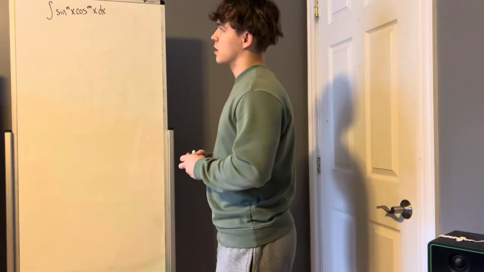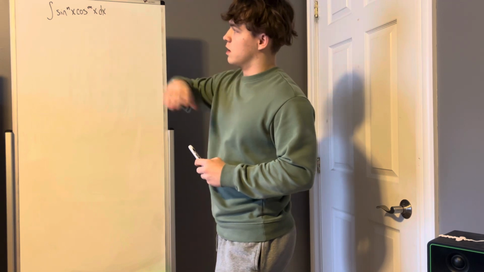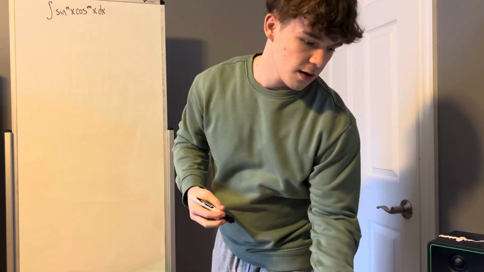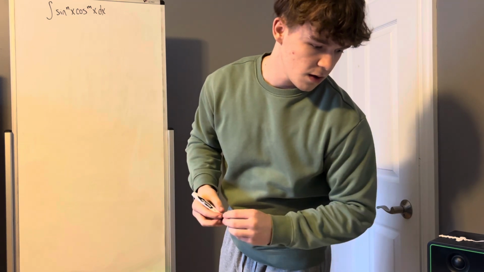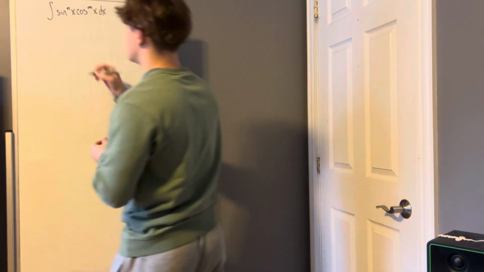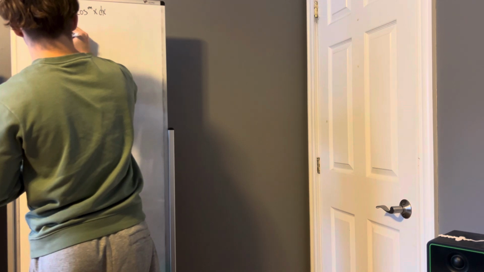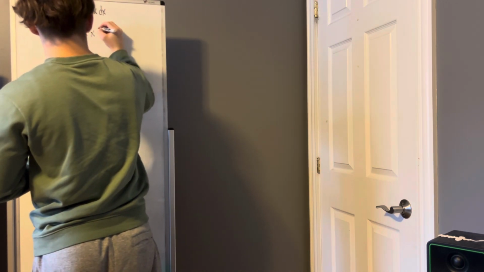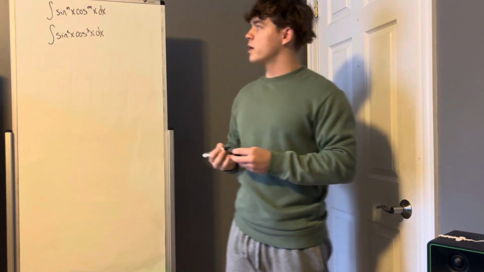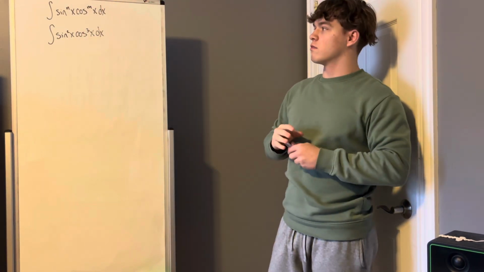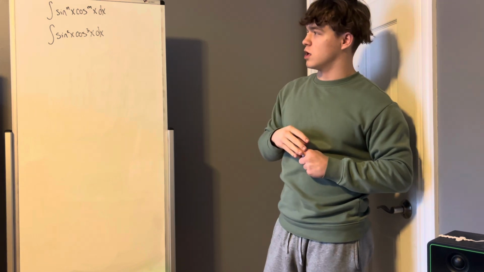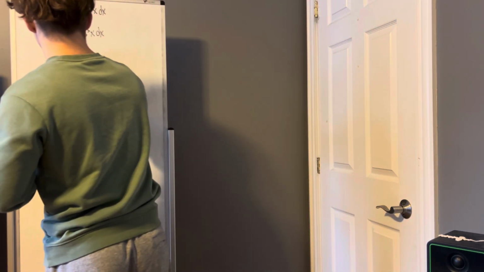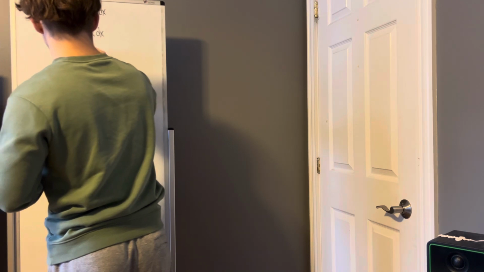And so what we can do here is, let's say we had the integral of, say, sine squared x times cos cubed x dx. What we can do here is we can reduce this cos cubed down to just a cos x by doing our Pythagorean identities.